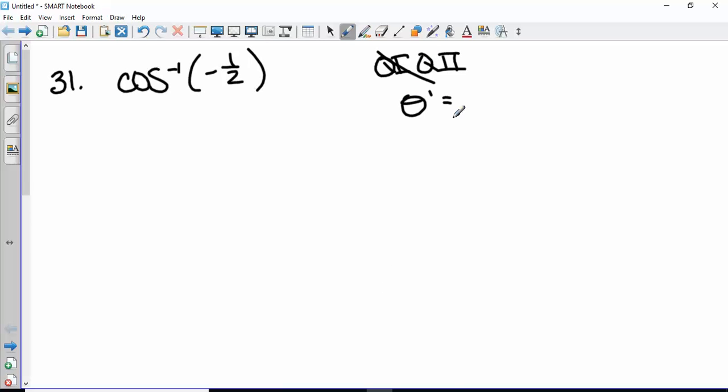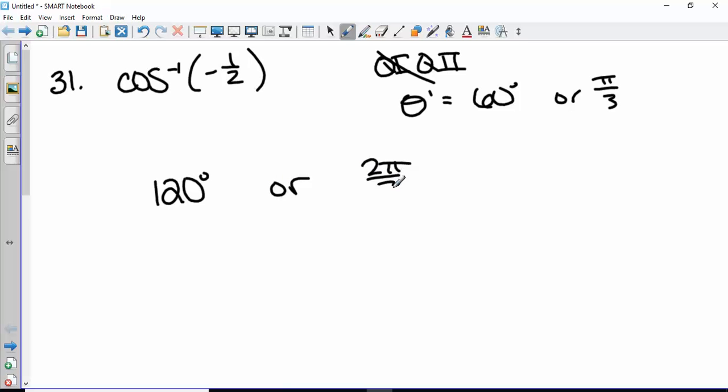Reference angle, when does cosine equal 1/2? 60 degrees. I didn't specify, so 60 degrees is fine. If you did radians, that would be pi over 3. So 60 degrees in quadrant 2, 180 minus 60 is 120. If you did radians, that would be 2 pi over 3. So either of those answers is fine.